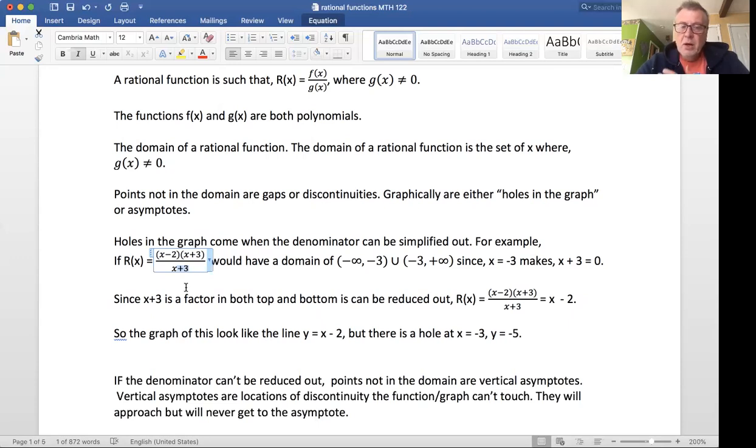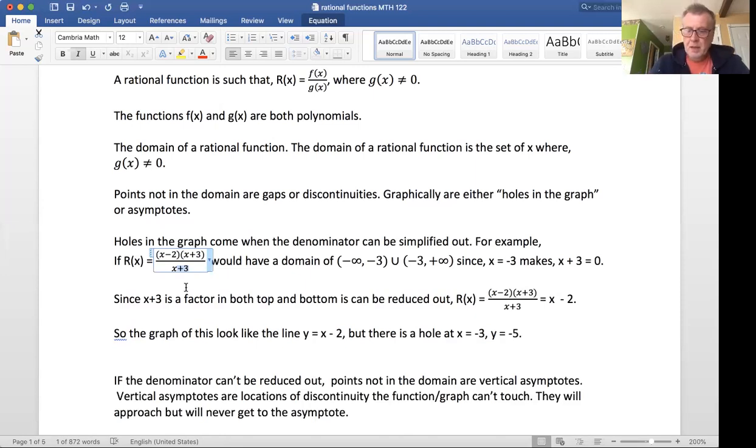If again we have everything in factored form, we can reduce out the x plus 3 here, and that gives us an x minus 2 left over. So the graph of this actually looks like y equals x minus 2, and there's a hole at x equal to minus 3, and y then would be minus 5. So there'd be a little hole there.